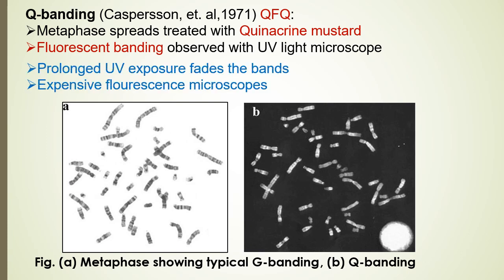While Q banding was a remarkable discovery, the banding method had a few drawbacks. The prolonged exposure to fluorescent UV light results in fading of the bands, making the technique unsuitable for extended microscopic analysis. And secondly, the fluorescent microscope is a costly affair in many laboratories.